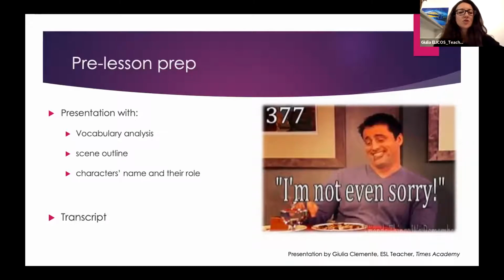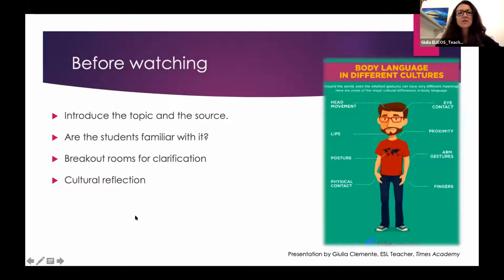So before watching, during class, I would introduce the topic and the source, and ask the students if they're familiar with it. Sometimes some students were and some weren't, and I used breakout rooms for clarification. Like mentioned before, I also noticed that in online teaching, they feel more on the spot when they have to speak.